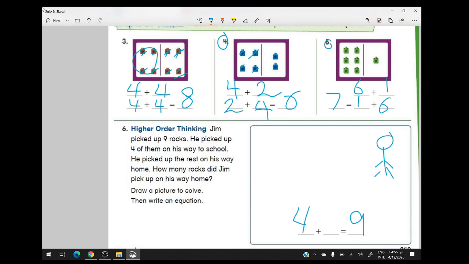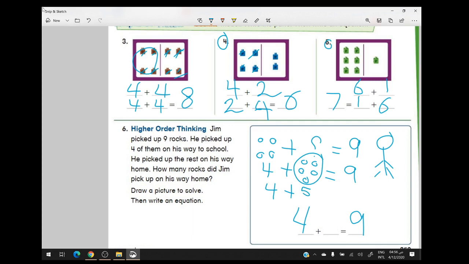4 in my mind. 5. Let's draw. He had 4. 1, 2, 3, 4. Right? Plus what will give me 9? Okay? He had 4. I will keep counting till I reach the 9. 4, 5, 6, 7, 8, 9. So it will equal 9. So it will be 4 plus how many rocks here? 5 will equal the 9.